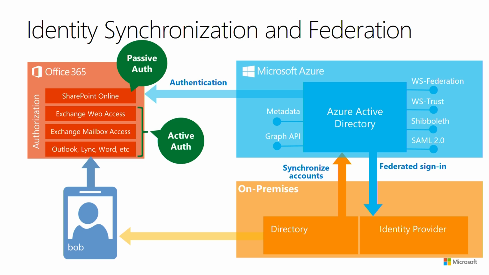As you can see, your on-premises directory is synchronizing accounts up to Azure Active Directory. If you've got a federated sign-in, you're being pushed back onto on-premises to sign in against your own identity servers. And anytime authentication is taking place, a user, in this case Bob, is heading out to the Office 365 services, and they're providing authentication regardless if it's SharePoint Online, Exchange, or Outlook through Azure Active Directory.